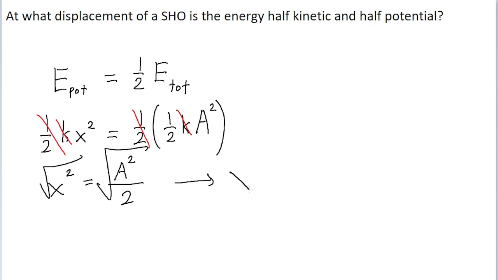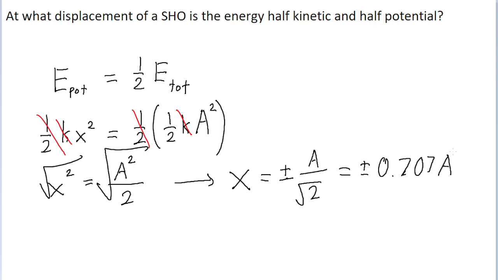So taking the square root of x squared and the square root of a squared divided by 2, we can see that x is equal to a divided by the square root of 2. And since we took a square root, technically the output could either be positive or negative, so I'm going to add a plus or minus sign in front of it. Alternatively, this could be rewritten as plus or minus 0.707 times the amplitude, as 0.707 is approximately what 1 divided by radical 2 is equal to.